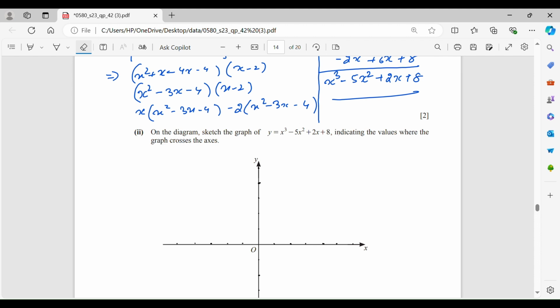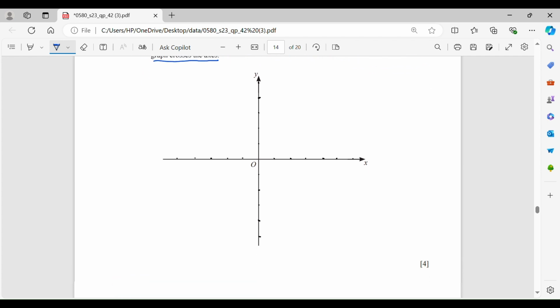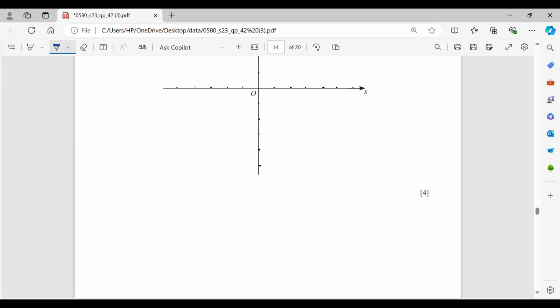Next part, second part. On a diagram, sketch the graph of y equal to x cube minus 5x square plus 2x plus 8. Indicate the value where the graph crosses the axis. So basically we have to sketch the graph, and we have to mainly point the y and x intercept, right? So our equation is this, right? So let's find the coordinate points.